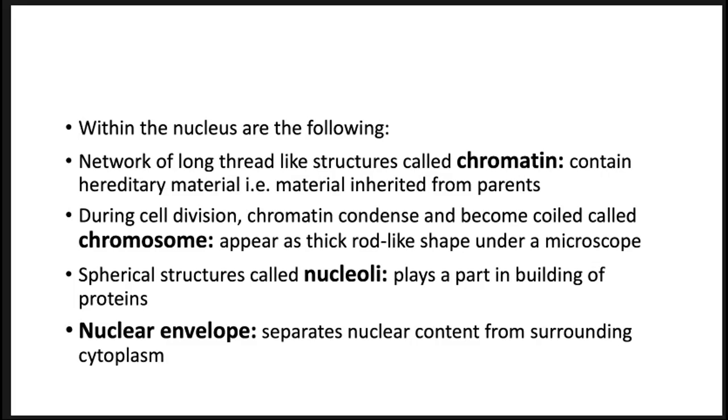Then there are spherical structures called nucleoli, which play a part in the building of proteins, and the nuclear envelope, which separates the nuclear content from the surrounding cytoplasm. In a non-dividing cell, DNA is present in the nucleus in the form of chromatin. It is only when a cell is dividing that DNA becomes condensed and coiled to form a chromosome. Each chromatin thread is composed of proteins and DNA, and it is in DNA that the hereditary information is stored.